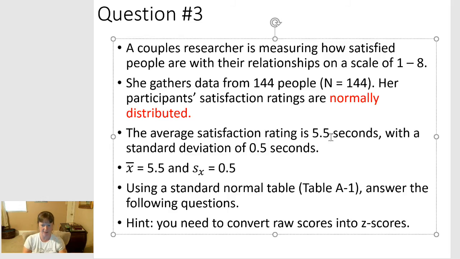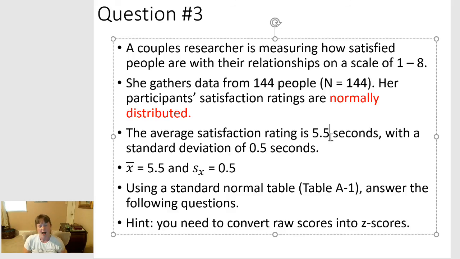Oh, I have seconds there. That's a typo. Sorry. We're just going to have to bear with it. It should say points. The average satisfaction rating is 5.5 points with a standard deviation of 0.5 points. So I've asked 144 people how satisfied they are with their relationships. The average, X bar, is 5.5 with a standard deviation of 0.5. I'm just telling you that, so you don't even have to calculate it. But I'm then also telling you that these ratings are normally distributed.